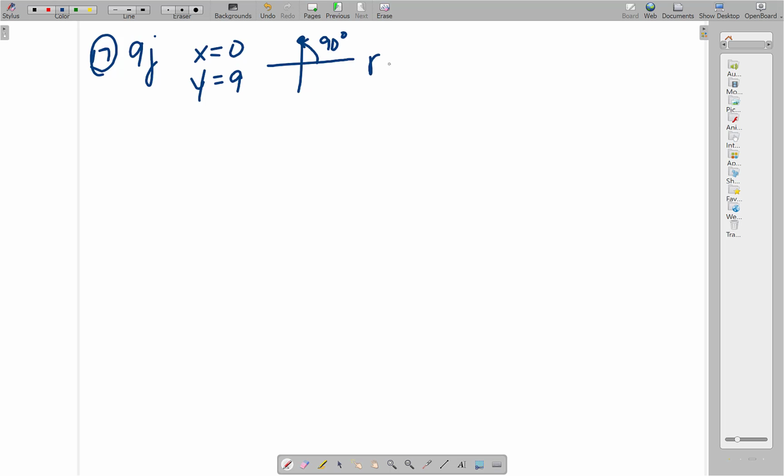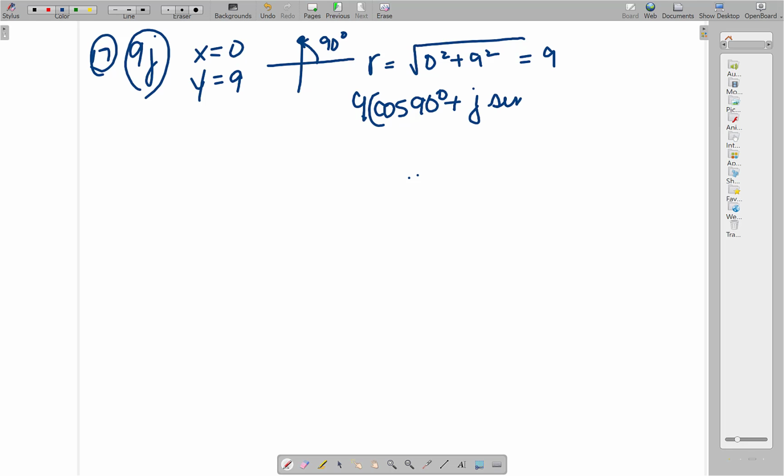So let's find our r. R will equal the square root of 0 squared plus 9 squared, which is going to equal 9. We don't have to do anything else because we were only given one part. So our answer becomes r, 9, times the cosine of 90 degrees plus j times the sine of 90 degrees. And that is your final answer.